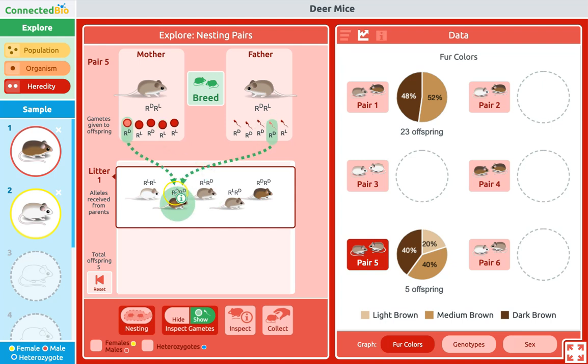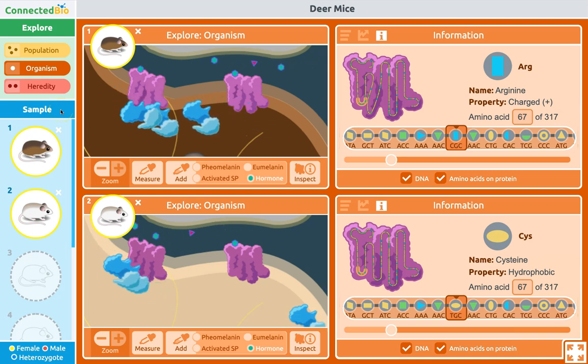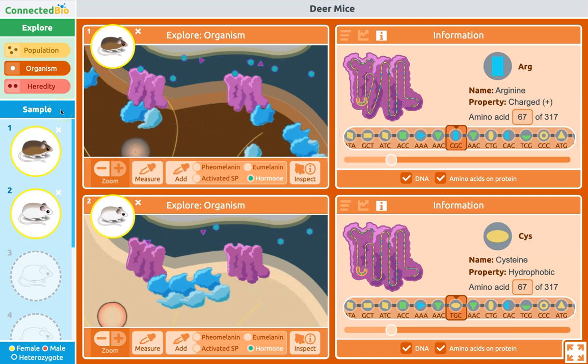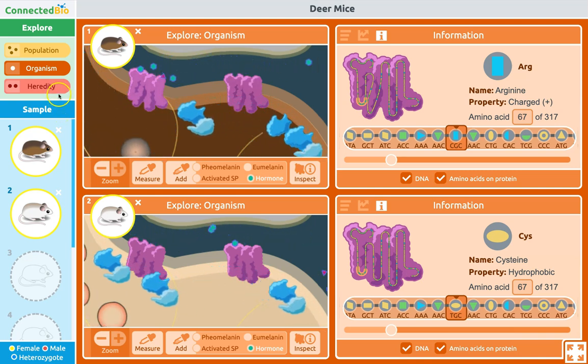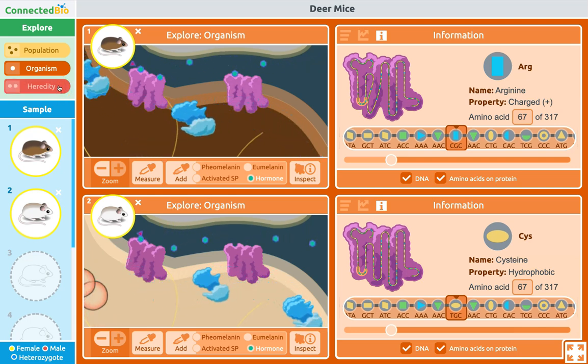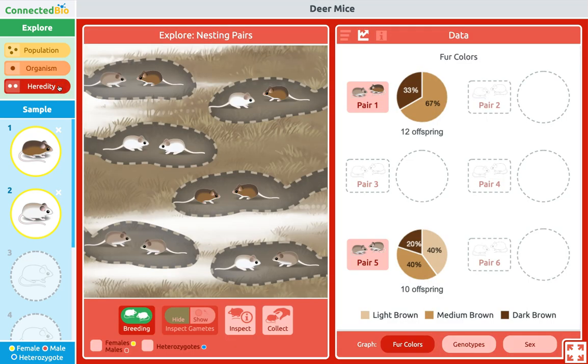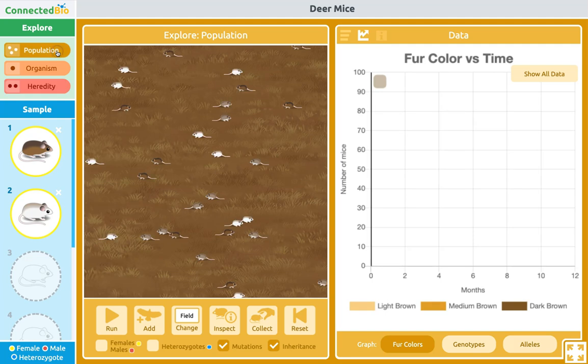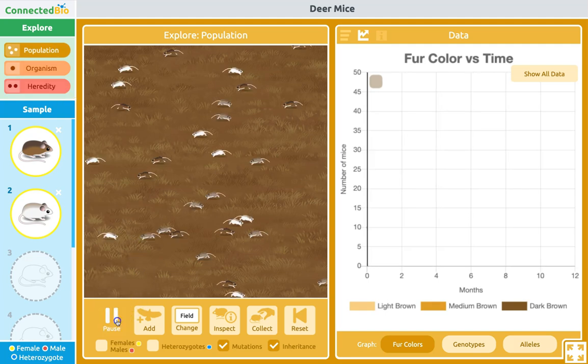at the cell level. With the Connected Biology app, students are able to navigate across the different levels of scale to discover the causes of the complex phenomenon known as evolution. From DNA to protein to cells and heredity, students gain a deep understanding of how and why populations change over time.